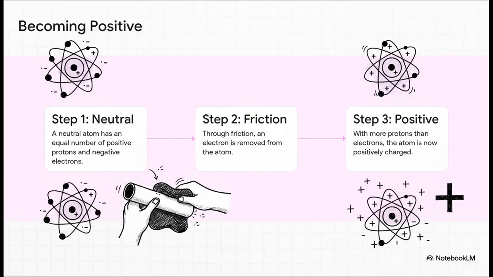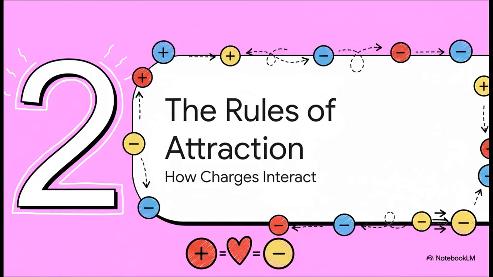So how do we mess up that perfect balance? How does something get charged? Well, check this out. You start with a totally neutral atom. See? Equal number of positive protons and negative electrons. But then you add a little friction, like rubbing a pipe with a cloth. That rubbing action literally knocks electrons off of the atom. And boom, just like that, you have more protons than electrons, and the whole thing has a net positive charge. It's really that simple.